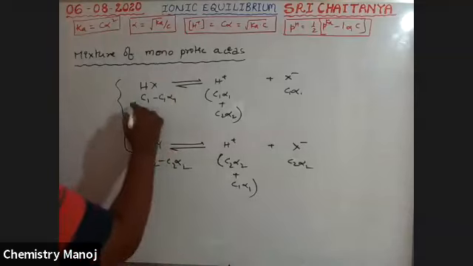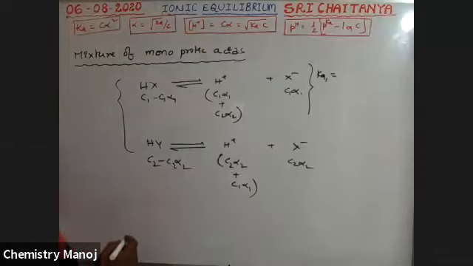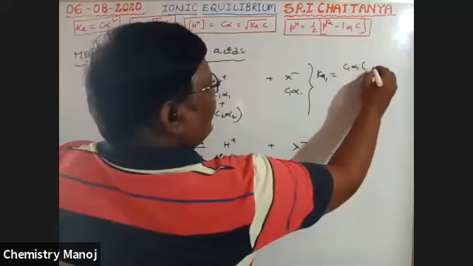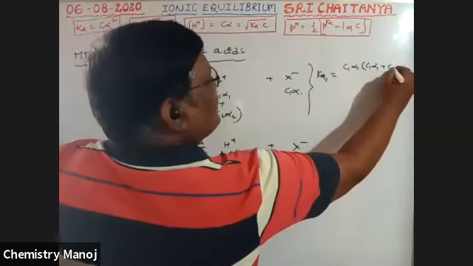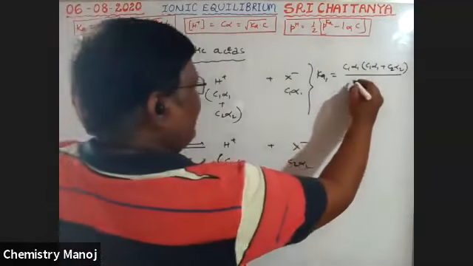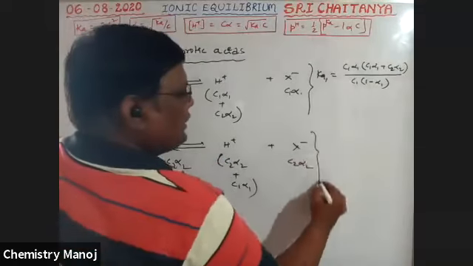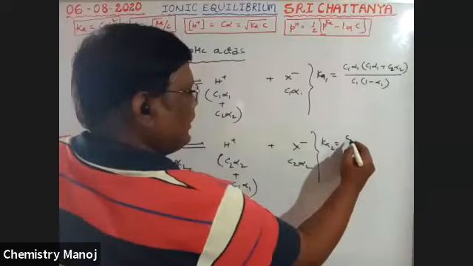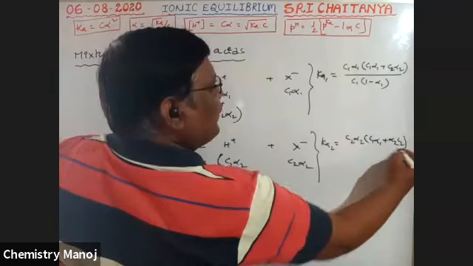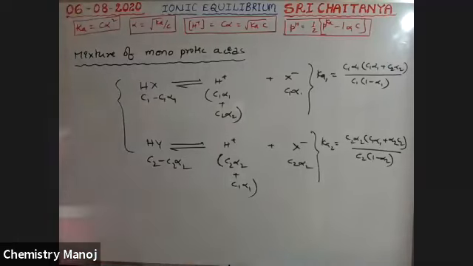So I am trying to calculate the Ka value. So Ka1 is equal to this one into this one by this one. Therefore Ka1 is equal to C1 alpha 1 into C1 alpha 1 plus C2 alpha 2 by C1 into 1 minus alpha 1. Now Ka2 is equal to C2 alpha 2 into C1 alpha 1 plus C2 alpha 2 by C2 into 1 minus alpha 2. And this is Ka2.